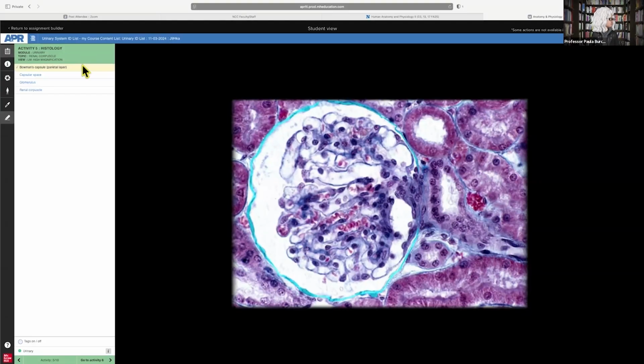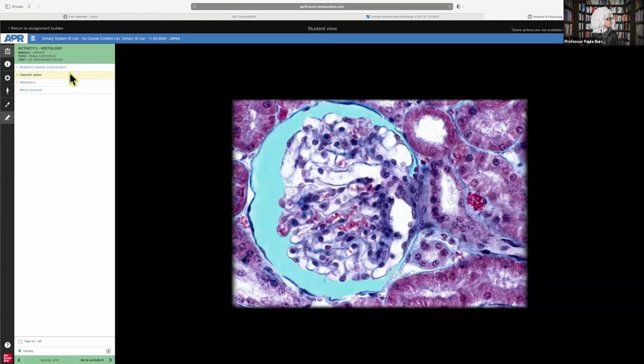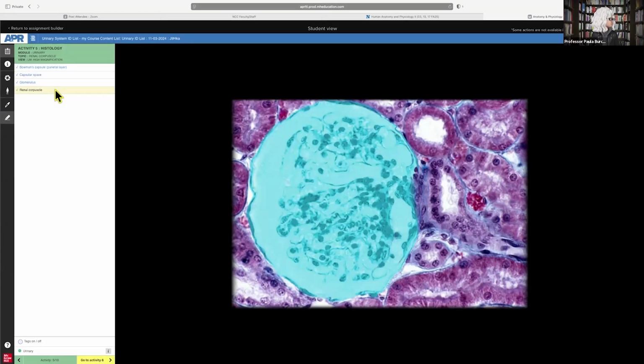This structure here is the parietal layer of the Bowman's capsule or glomerular capsule. Housed inside the Bowman's capsule is a capillary bed, a tuft of capillaries called the glomerulus. The space in between the glomerulus and the parietal layer of the Bowman's capsule is called the capsular space. The renal corpuscle is going to consist of the Bowman's capsule and the glomerulus.